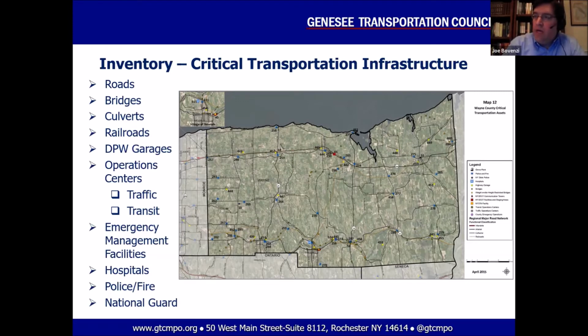If you do one of these studies on your own, there's no specific requirement as to what you include in your inventory, but these were the facilities that we settled on. And then we generated maps that look like this, where we identified the roads, and the little numbers you see here are specific fire stations, highway garages, and those kinds of facilities.